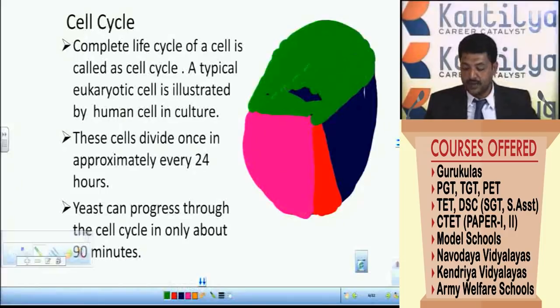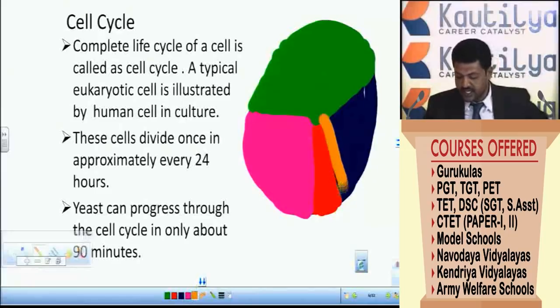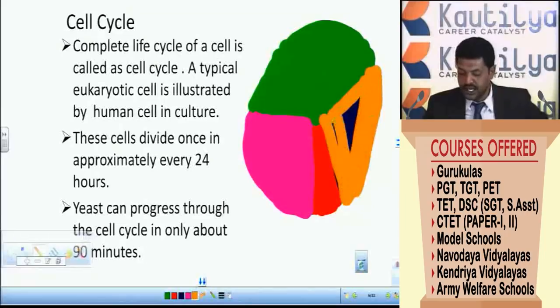Duplication of chromosome, but not duplication of chromosome number. Chromosome number remains constant. And finally, we have another stage that is called the G2 stage. G2 stage is called the post-synthetic and pre-division stage.